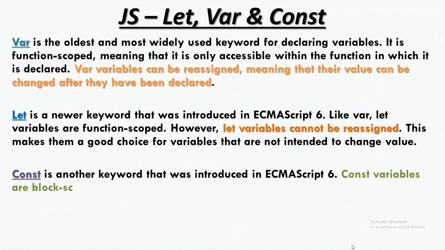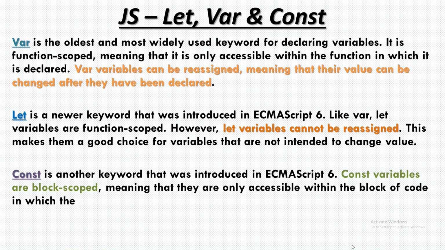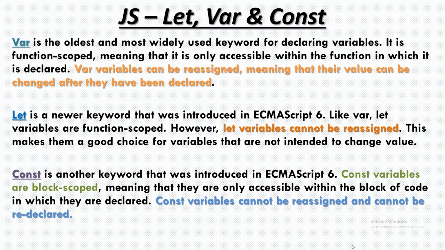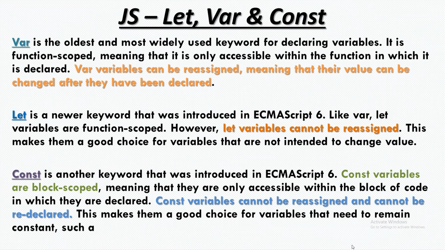Const. Const is another keyword that was introduced in ECMAScript 6. And const, as the name suggests, says that the value cannot be changed once it has been declared. So const variables are block scoped, meaning that they are only accessible within the block of code in which they are declared. And const variables cannot be reassigned and cannot be redeclared. This makes them a good choice for variables that need to remain constant, such as mathematical constants or global settings.